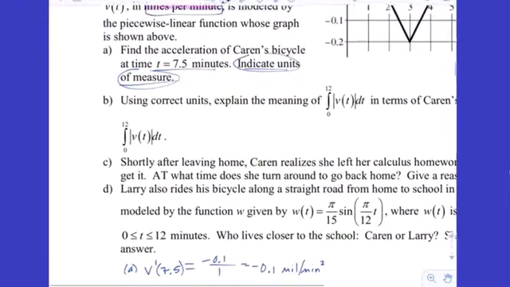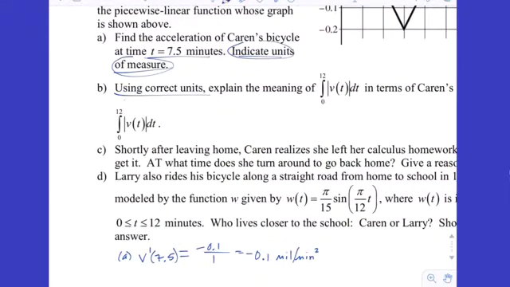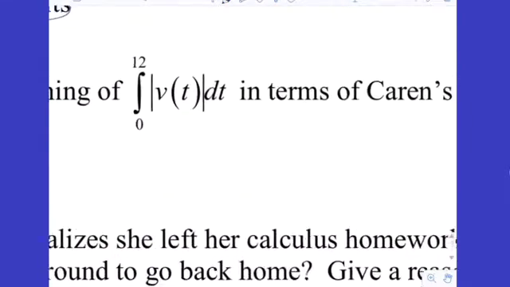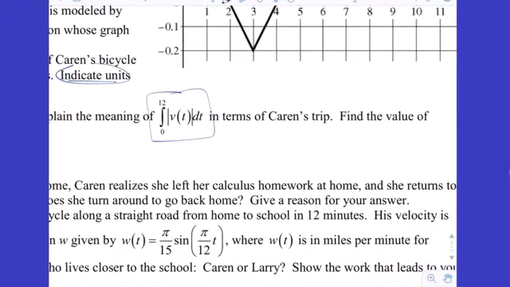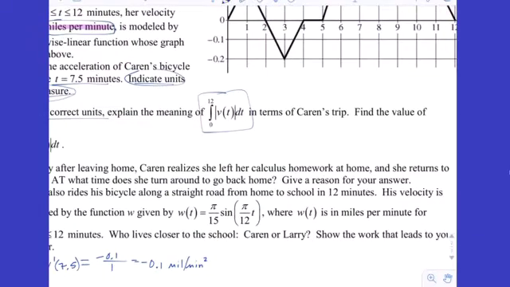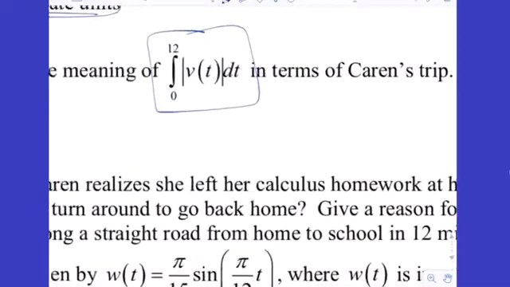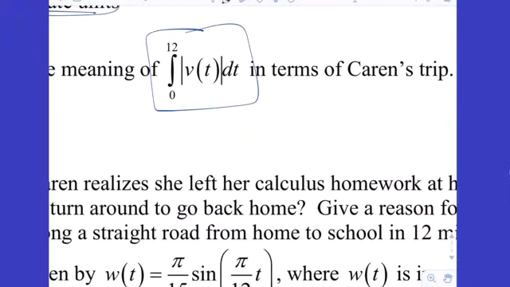All right, part B, using correct units. Man, they're big on units, aren't they? Explain the meaning of this in terms of Karen's trip. Ooh. And now there's a follow-up. It's just to actually find the value. But first, explain the meaning of that. What do you notice there?